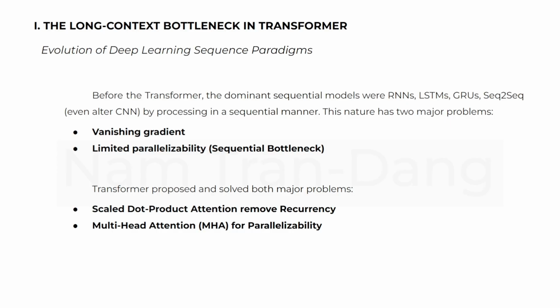The first is vanishing gradients, which means the previous context will be forgotten over time. The next one is limited parallelism, which means they cannot process in parallel on GPUs, and this is one of the biggest bottlenecks. Transformers propose to solve both major problems: scaled dot-product attention removes the recurrence, which solves the vanishing gradients, and multi-head attention solves for parallelism.